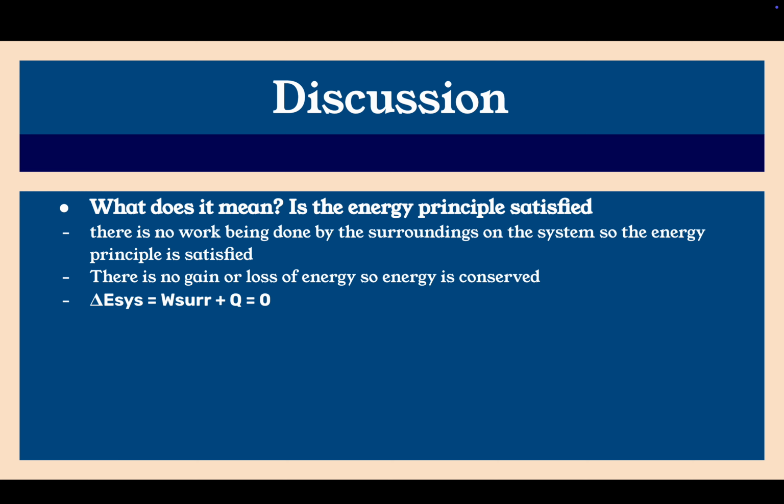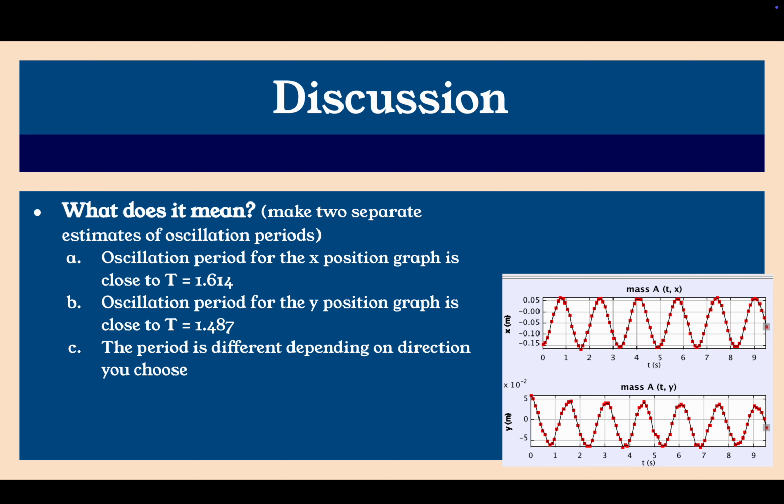For the second what does it mean question, we had to calculate two separate estimates of the oscillation periods, one from the x position and one from the y position. So I took an average from 3 different periods for both x and y. For the x position, the oscillation period was around 1.614, and for the y position, the oscillation period was around 1.487. So we can conclude that the period is different depending on the direction you choose, and that it is best to calculate the spring constant of both axes.